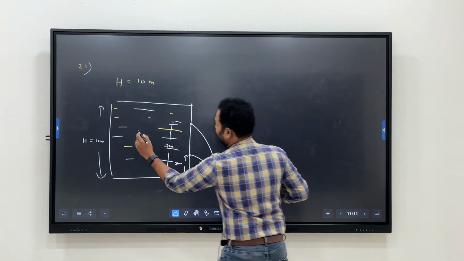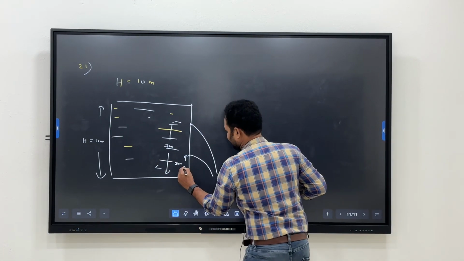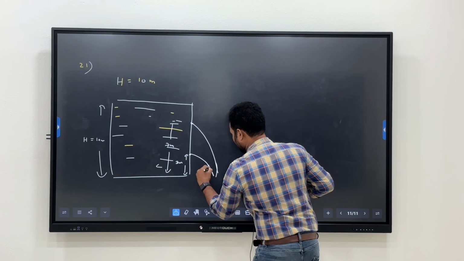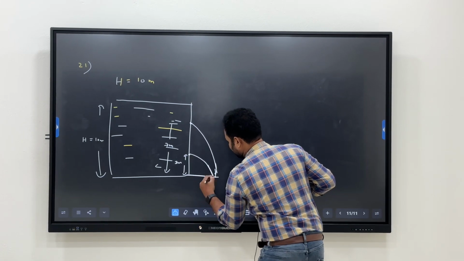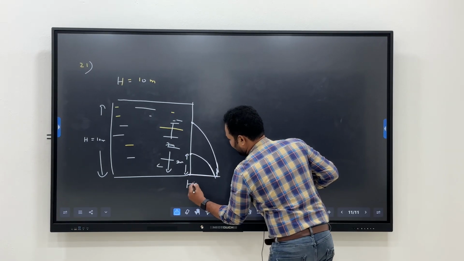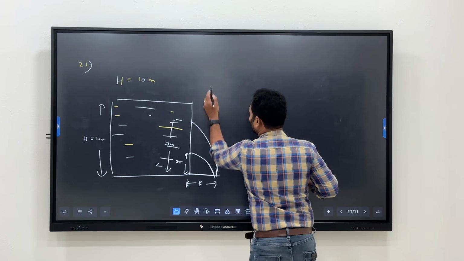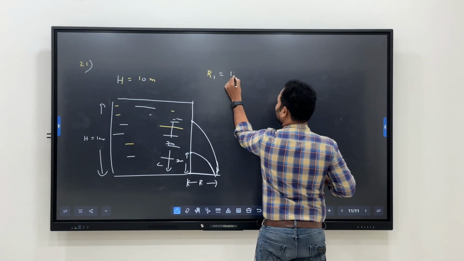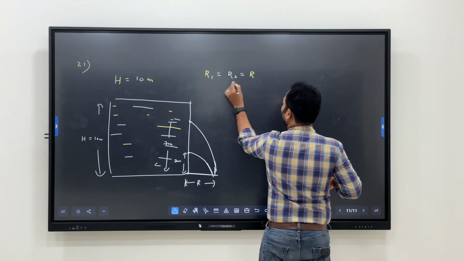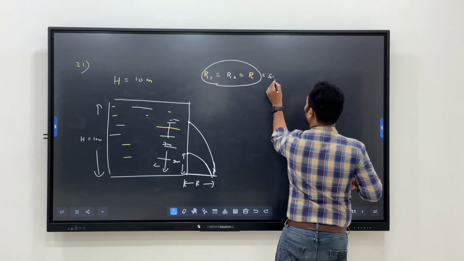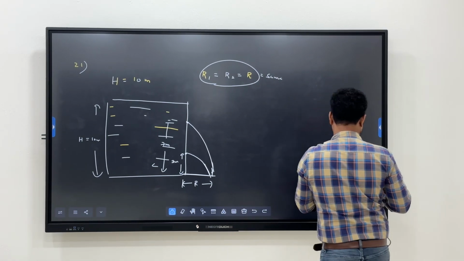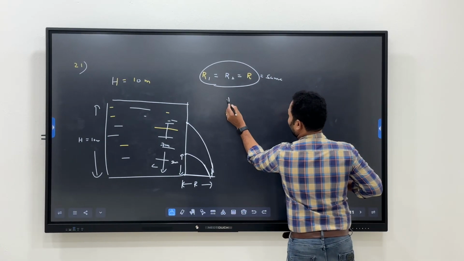Generally total height is 10 meter. This is 7 meter, this is 3 meter. So both will reach the ground at the same time and they will cover the same distance range. So ranges R1 is equal to R2 is equal to R, the same. So generally we have to find range.